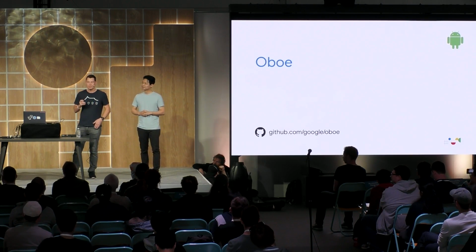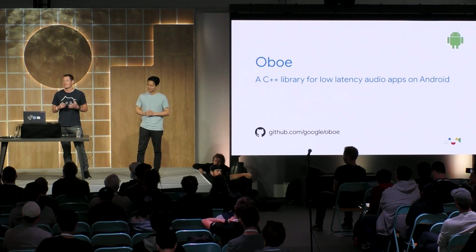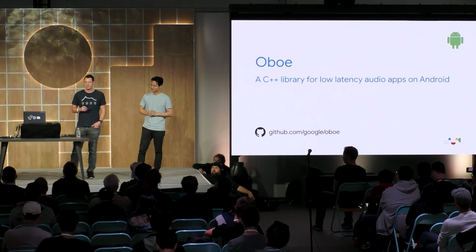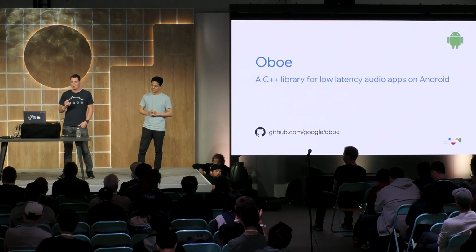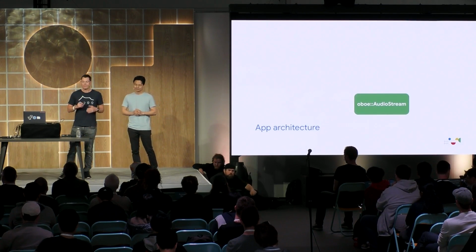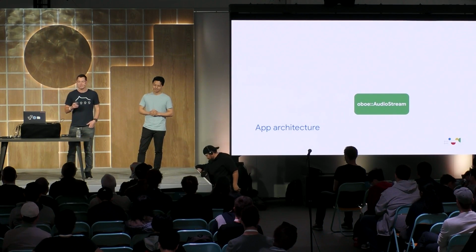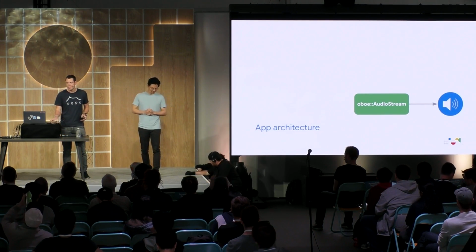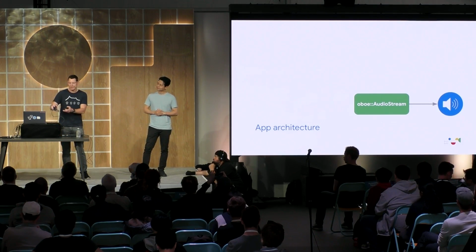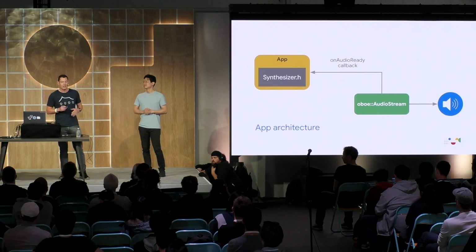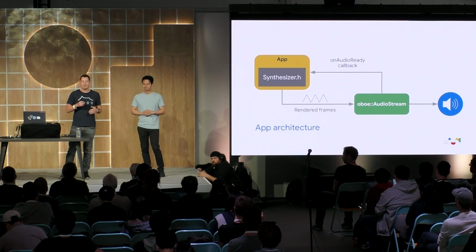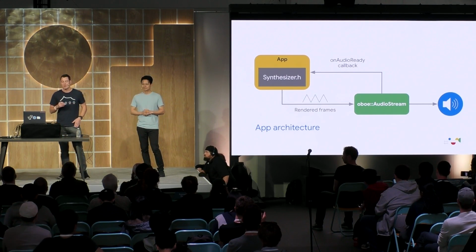Now, Oboe is a C++ library for building low-latency, high-performance audio apps on Android. Here's how it fits into an app architecture. So we use the Oboe library to build an audio stream that's responsible for communicating to the underlying audio hardware. In this case, I'll be communicating with this Pixel XL headphone output. Each time the audio stream requires more data, I get a callback into my app. And my job is to add in a synthesizer, which will then be responsible for rendering audio frames back into my audio stream.